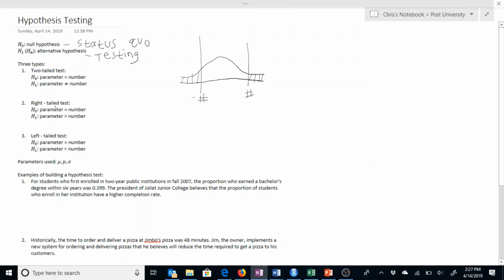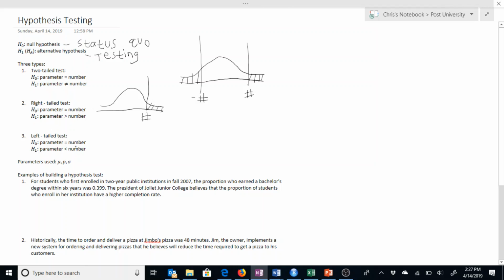The right-tailed test, the null hypothesis, again, the parameter is equal to whatever the number is. Alternative hypothesis is that the parameter is greater than the number. So that basic drawing would look like this, where we just want the right tail of this. Again, with this being the number.